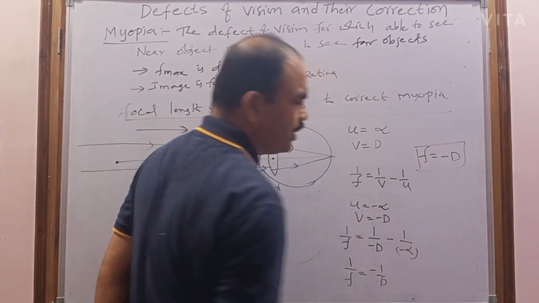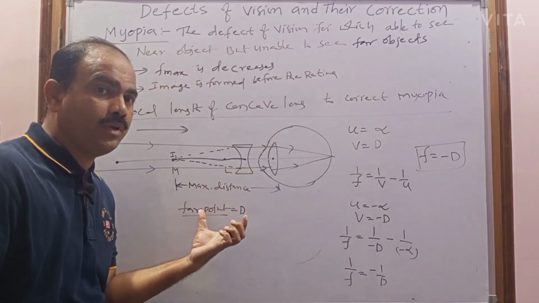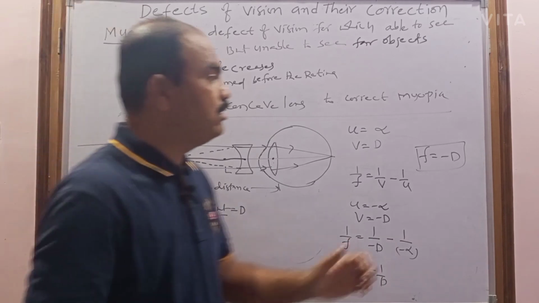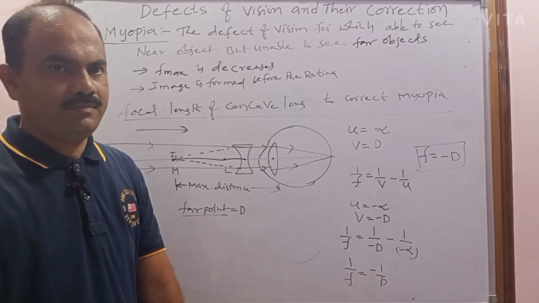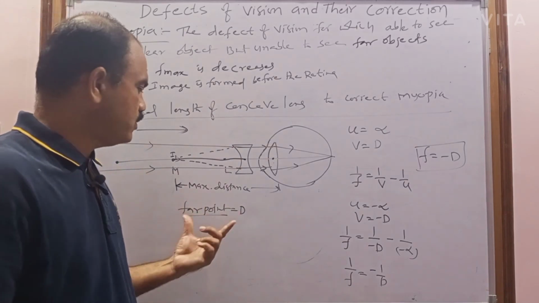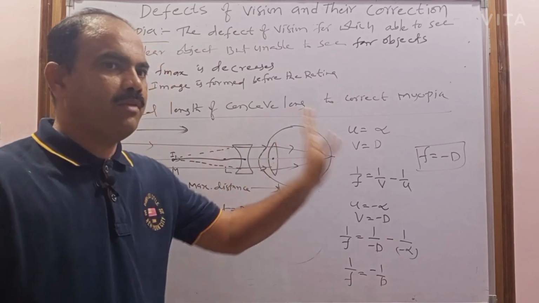And how much focal length of the concave lens can be used to correct the myopia? That is equal to the far point distance of that person. The far point is nothing but the point of the maximum distance for which the eye lens can form the image.